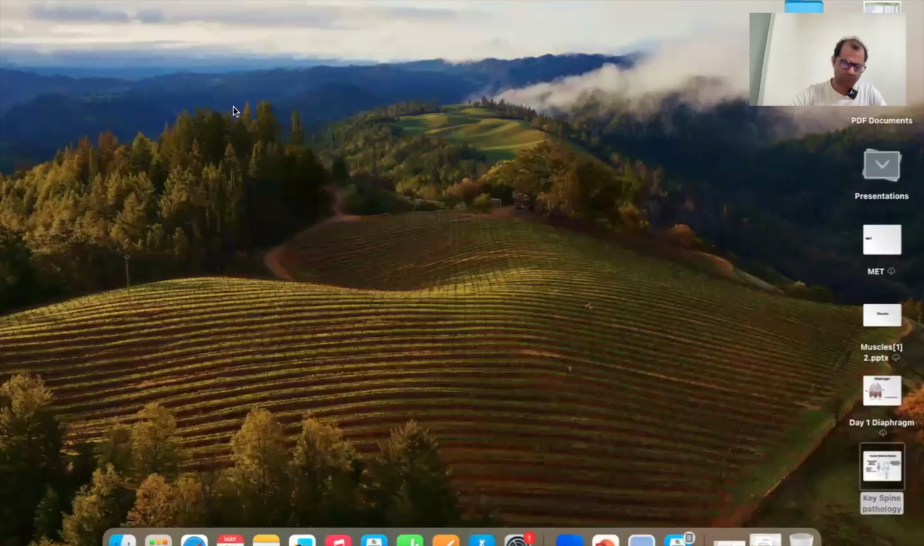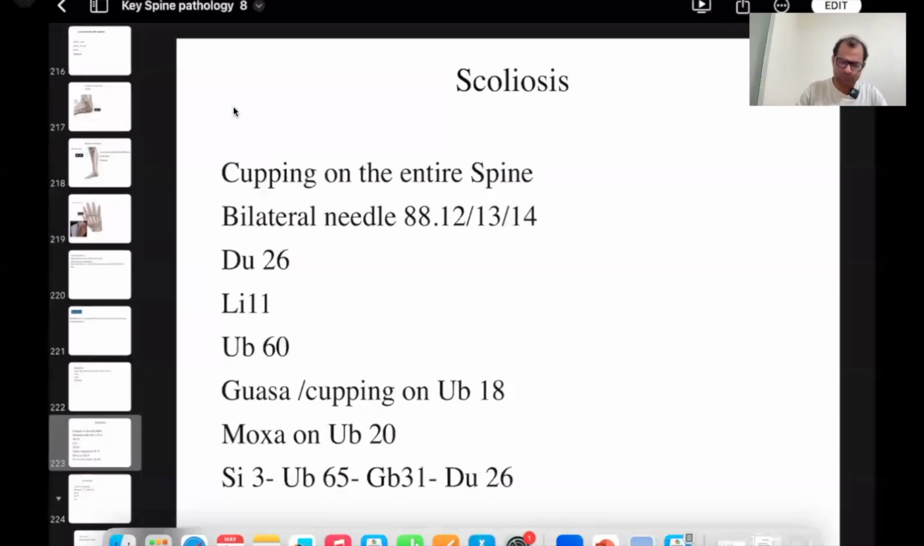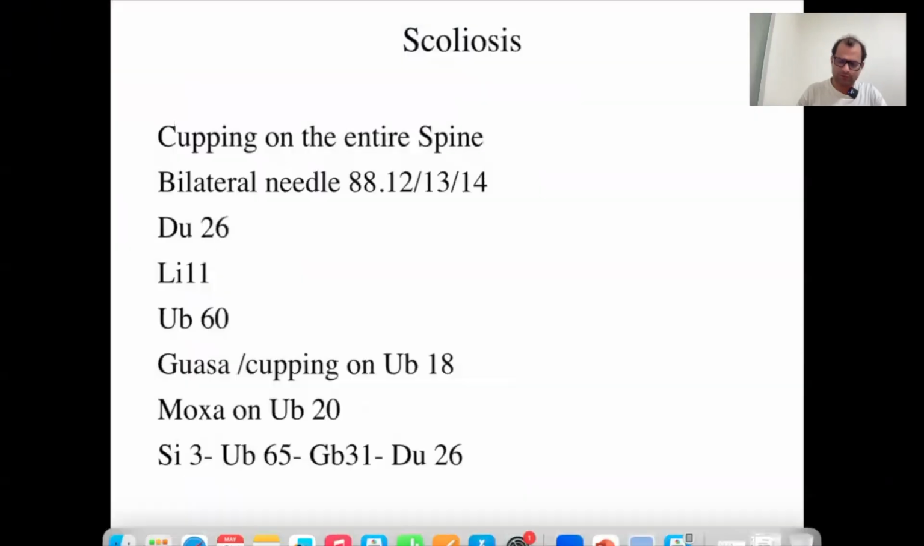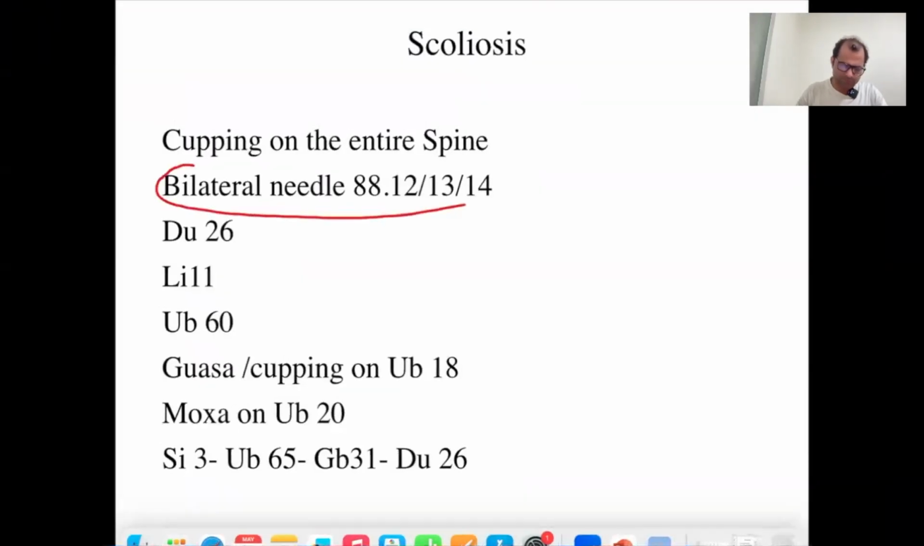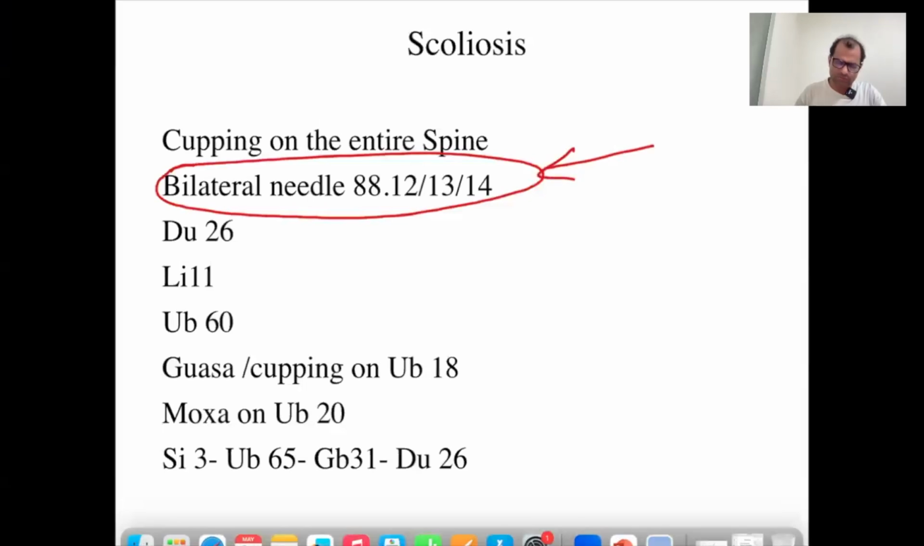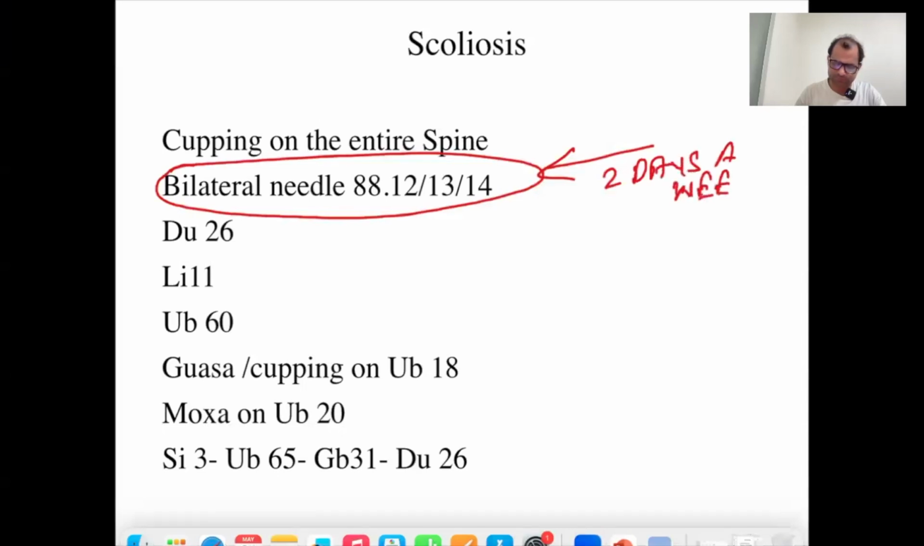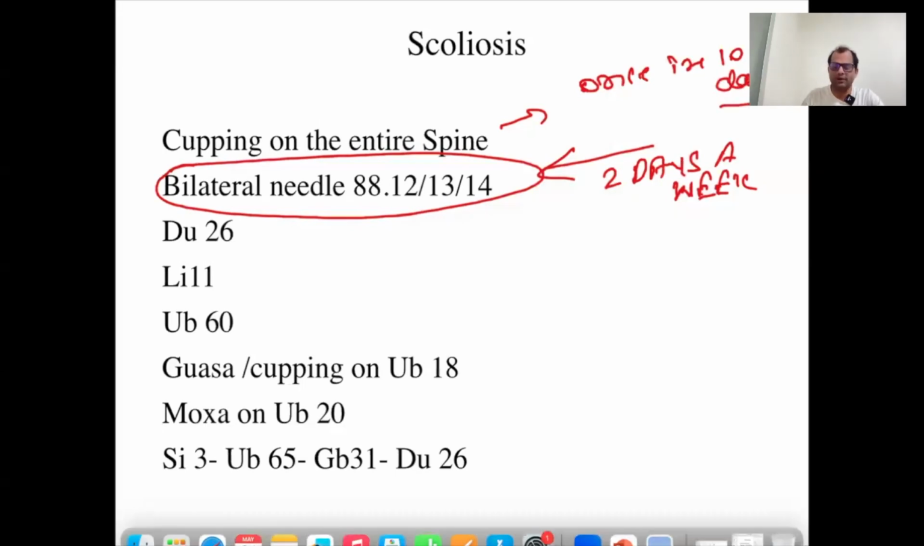The step number 2. The step number 2 for this scoliosis, we have to arrest the bend. So again, we will be putting the needle bilateral on BL12, 13, and 14. We can do the acupuncture 2 days a week. And we can do the cupping once in 10 days. हम cupping एक बार कर सकते हैं 10 दिनों में, if we are doing dynamic cupping.